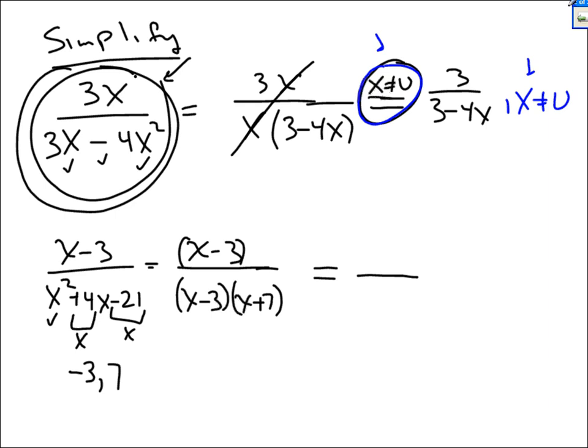You can put brackets, that's not a big deal. You can cross this out and call it 1, provided x is not 3. And then you get what you get, 1 over x plus 7.